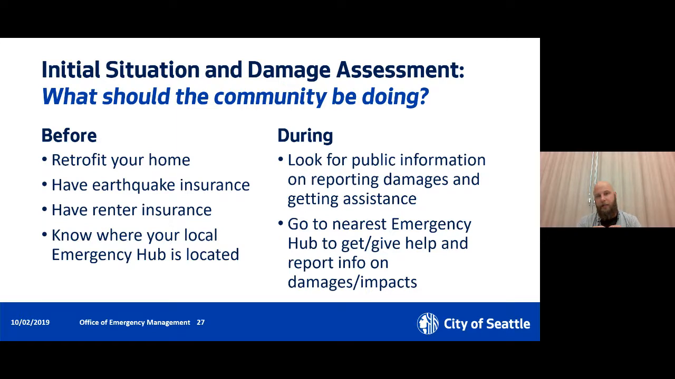While the incident is going on, you're going to want to look for public information on reporting damages. So if we have a process for how to report damages, we'll be pushing information out on that. But in the worst case scenario where there is nothing, you can potentially go to the hub to give and get help, but also to report information on damages, impacts in your community. So hopefully they can get fed into our emergency operations center. We can incorporate that into those plans of action that we're developing and assessing impacts.